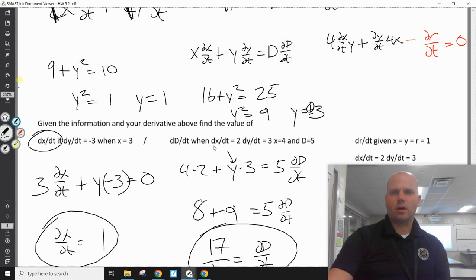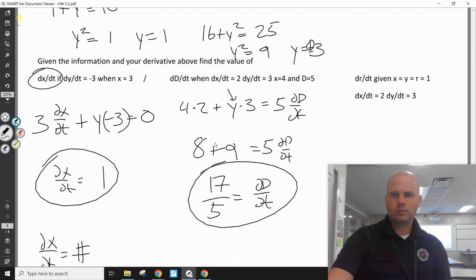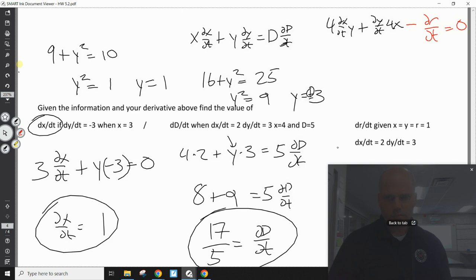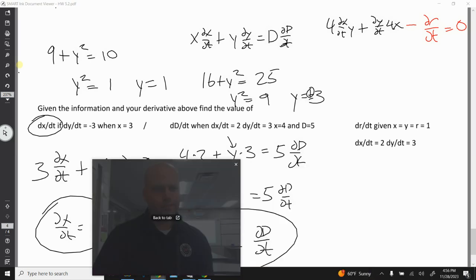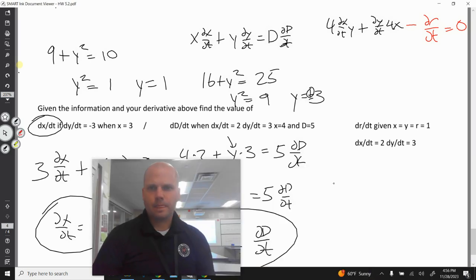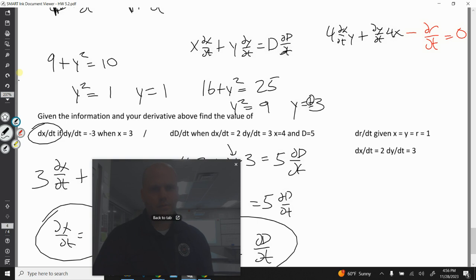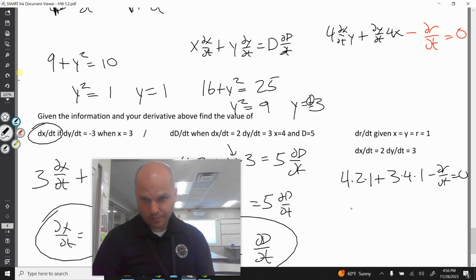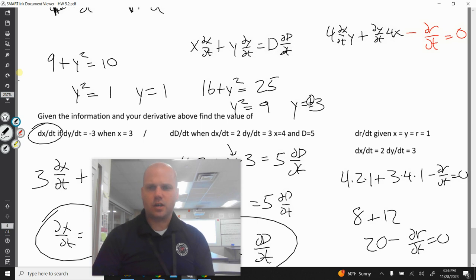x equals y equals r equals 1. dx dt 2, dy dt 3. 4 times 2 times 1 plus 3 times 4 times 1 minus dr dt. I don't even need r, is 0. 8 plus 12, 20 minus dr dt equals 0. dr dt is 20.